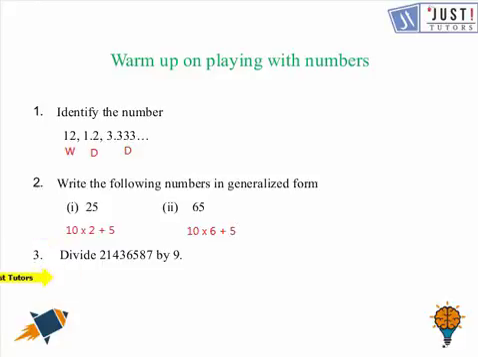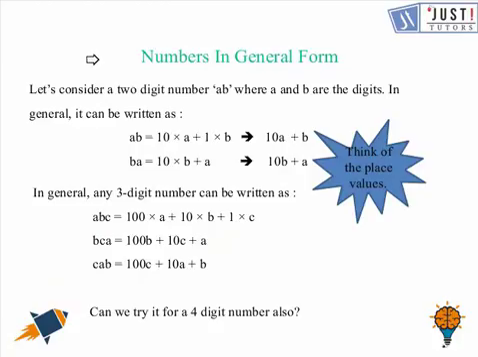Divide the given number by 9. So if we try to divide it by 9, the answer would be 2381843. This would be our answer. Now let's move on to the topic. So we'll be working with numbers in general forms.